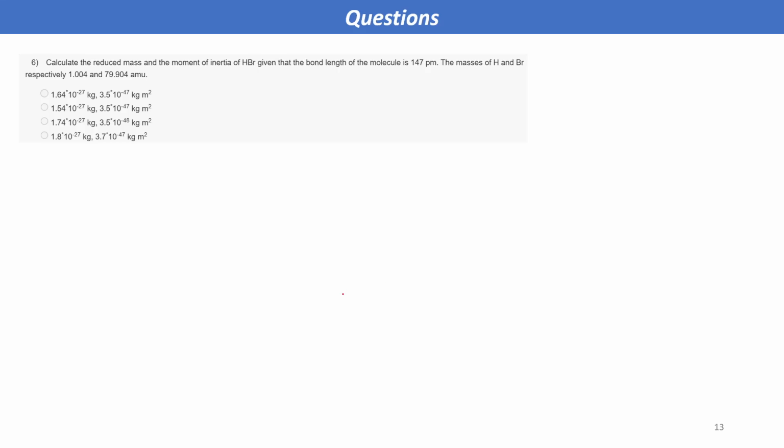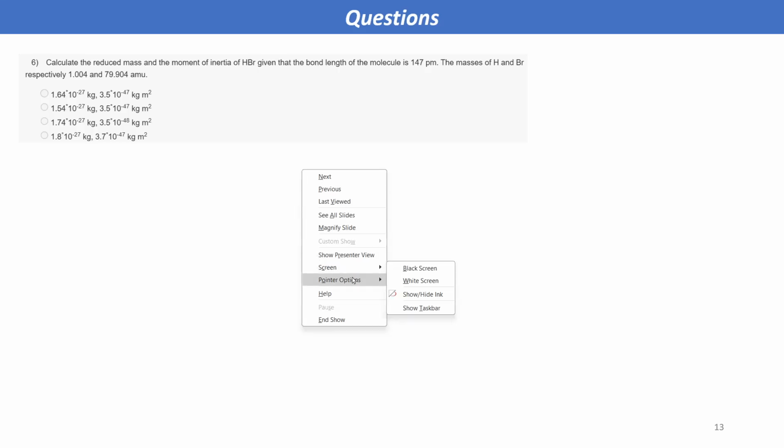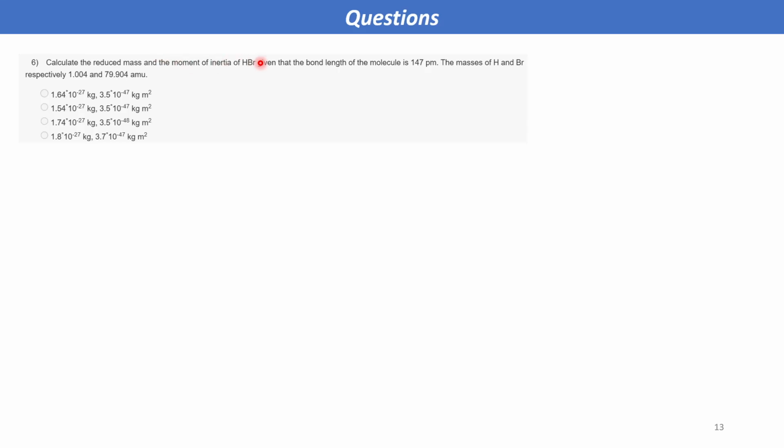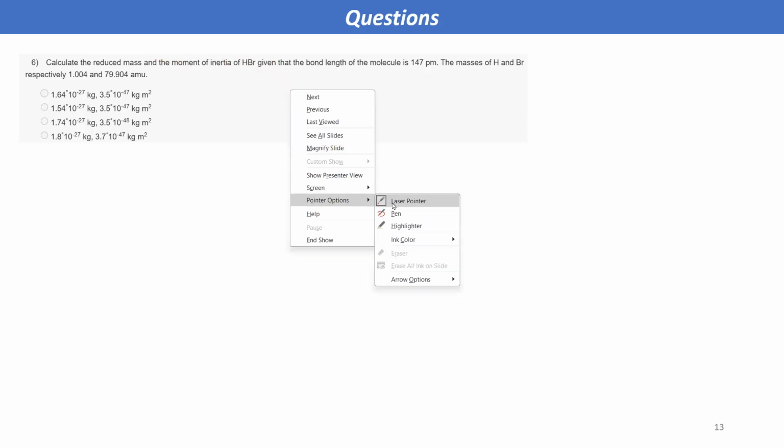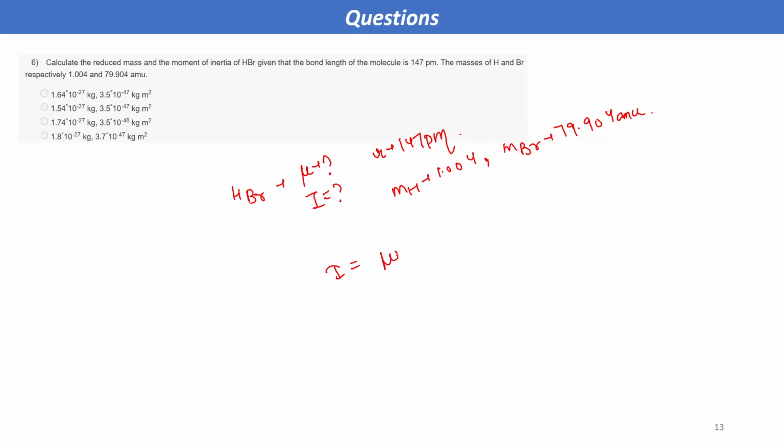Now next question. We have to calculate the reduced mass and moment of inertia of HBr. So for HBr, we have to calculate the reduced mass as well as the moment of inertia, and the length is given to be 147 picometer. And masses are also given, that is mass of H is 1.004 and mass of Br is 79.904 amu. So firstly, we know that moment of inertia I equals mu r square, and we don't know either I or mu.